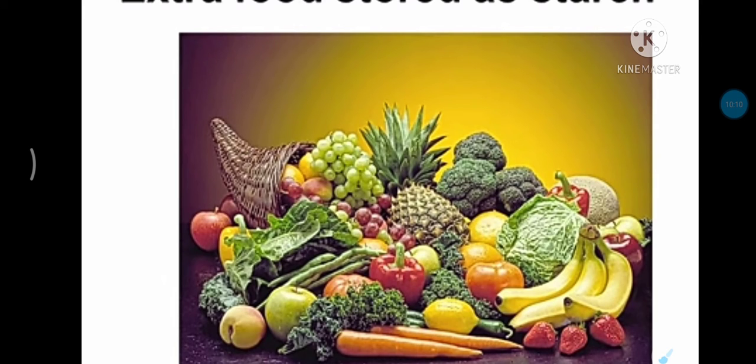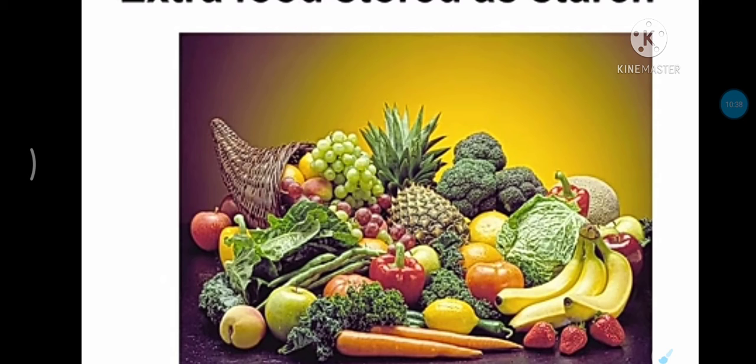Now, how plants use its food? Some food prepared by the plants are used to produce energy for the building and repairing of the plant body. Like we need energy. Similarly, plants also need energy to grow and to do different works.